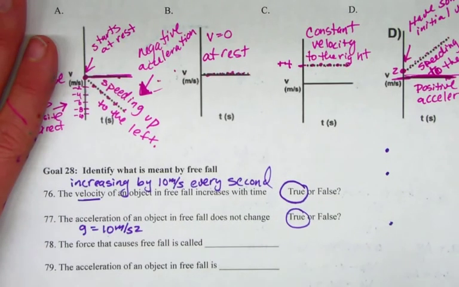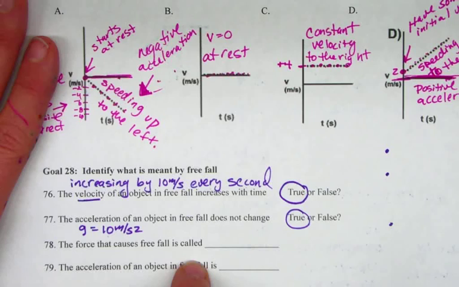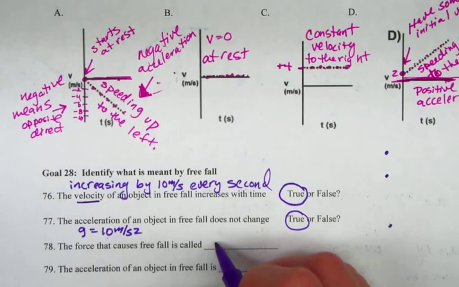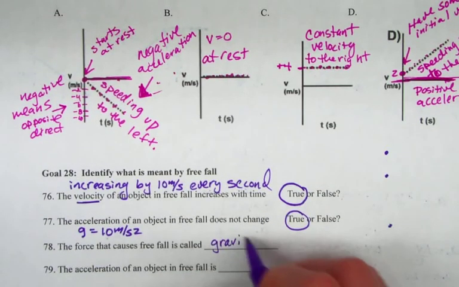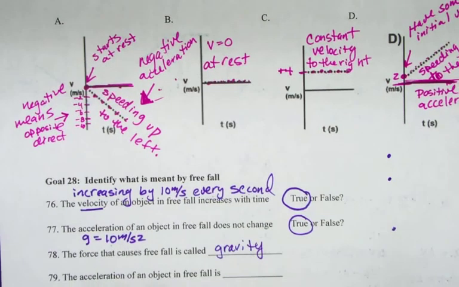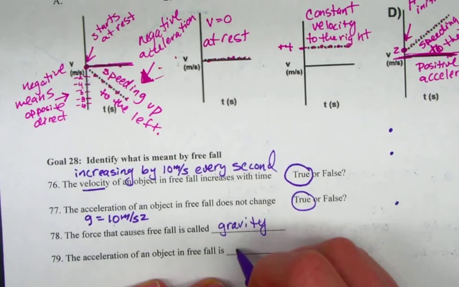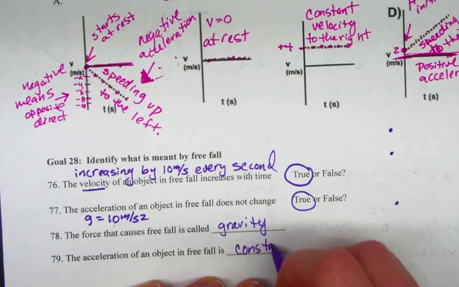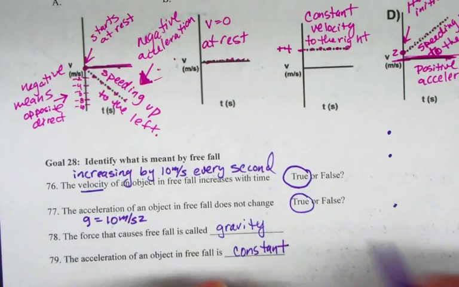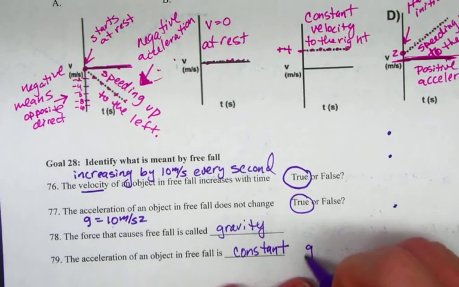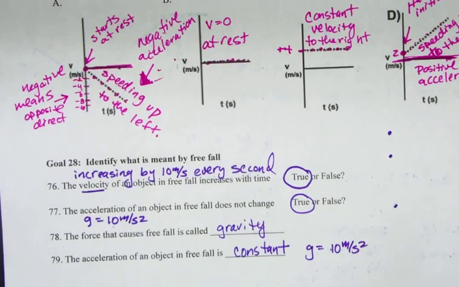The force that causes free fall is your gravity force, the force due to gravity. And the acceleration of an object in free fall, again, is a constant number. That is g equals 10 meters per second squared. That does not change.